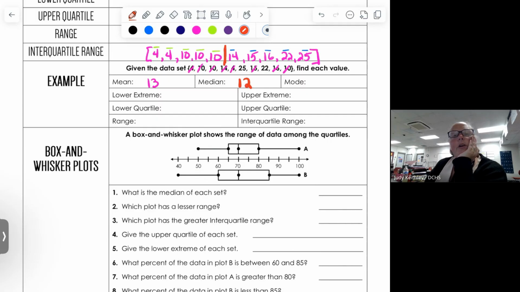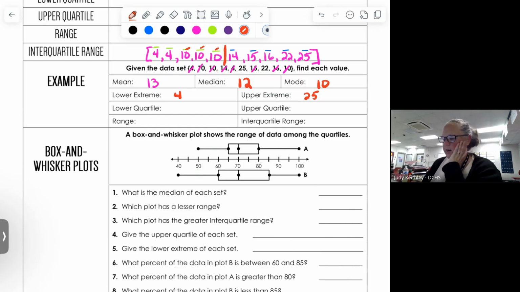Now the mode, what number do we have there that repeats the most? Well, it's 10. We can see we've got 1, 2, 3 10s, and that's the most. Lower extreme. So that would be our smallest number, 4. Upper extreme, our largest number, 25.